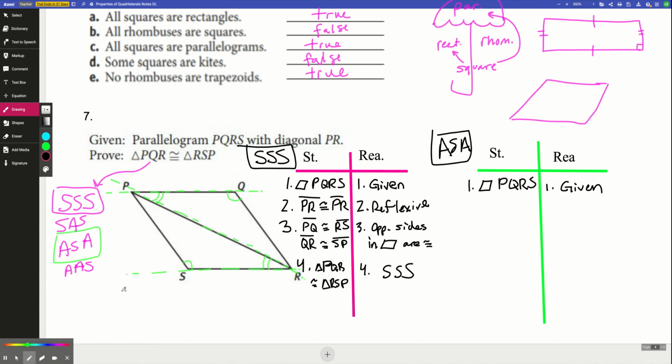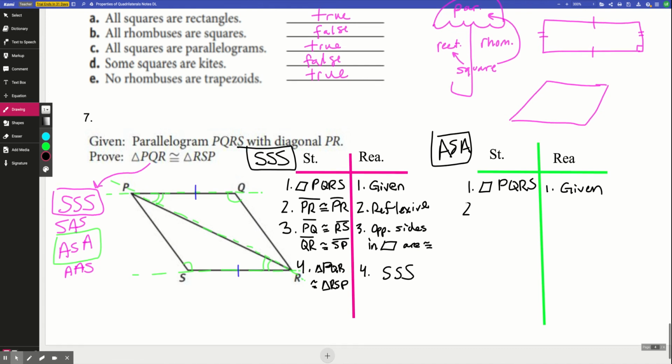And then my very last congruence thing, if I want this to be ASA, I need to mark this side PQ and this side RS as congruent. Again, we're going to use the same reason that we used in the SSS, that opposite sides in a parallelogram are congruent. Okay, so let's take all of this and actually write it out.